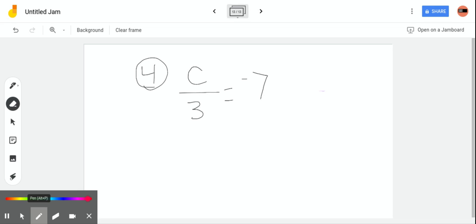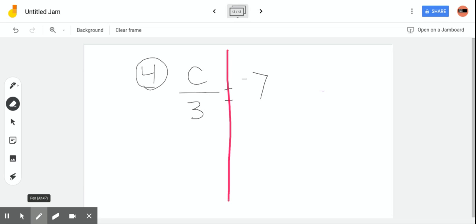All right, last example here. Let's split our equation. What's happening to the variable? We got to isolate it. It's being divided by 3. What's the opposite of divide? Multiply. So instead of dividing by 3, on both sides I have to multiply by 3.